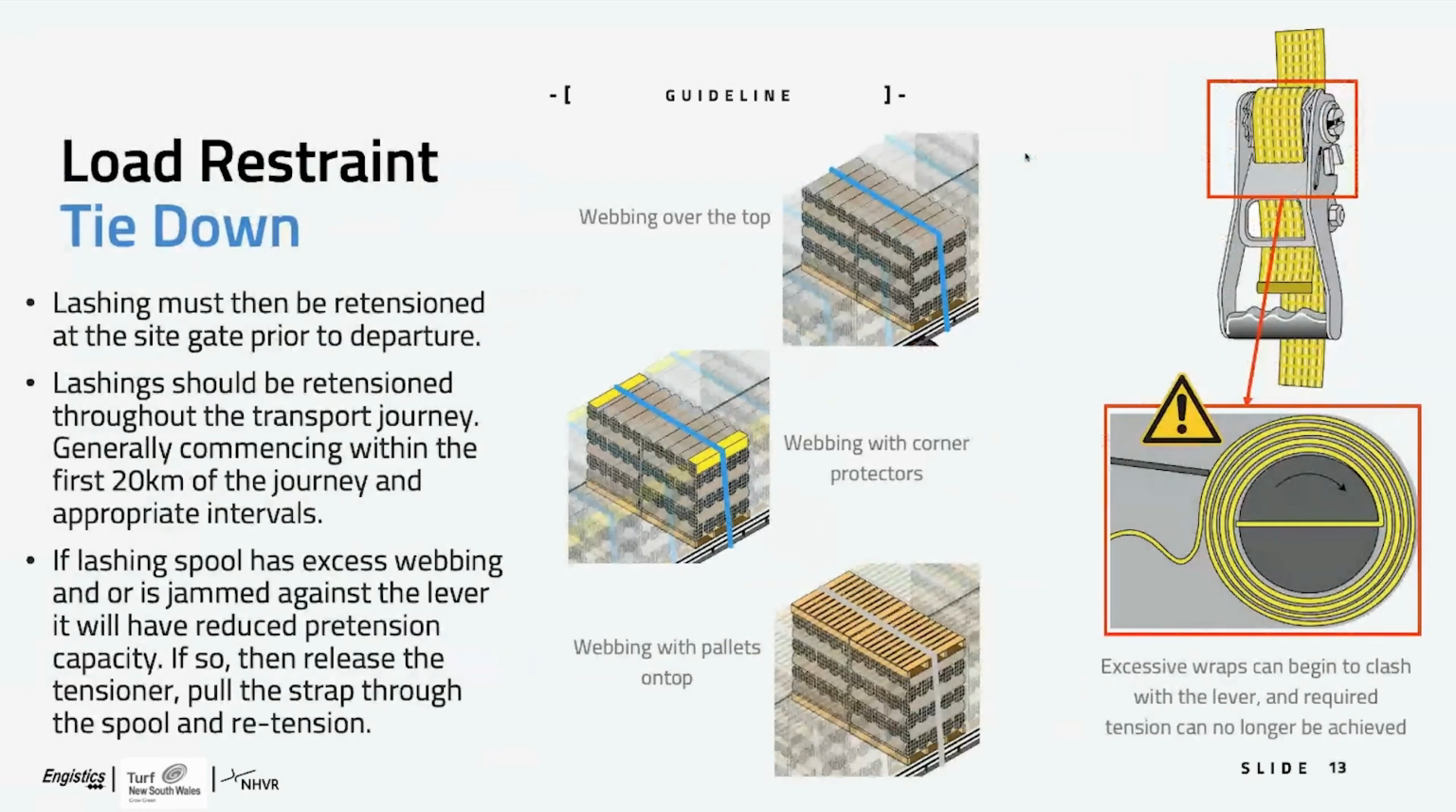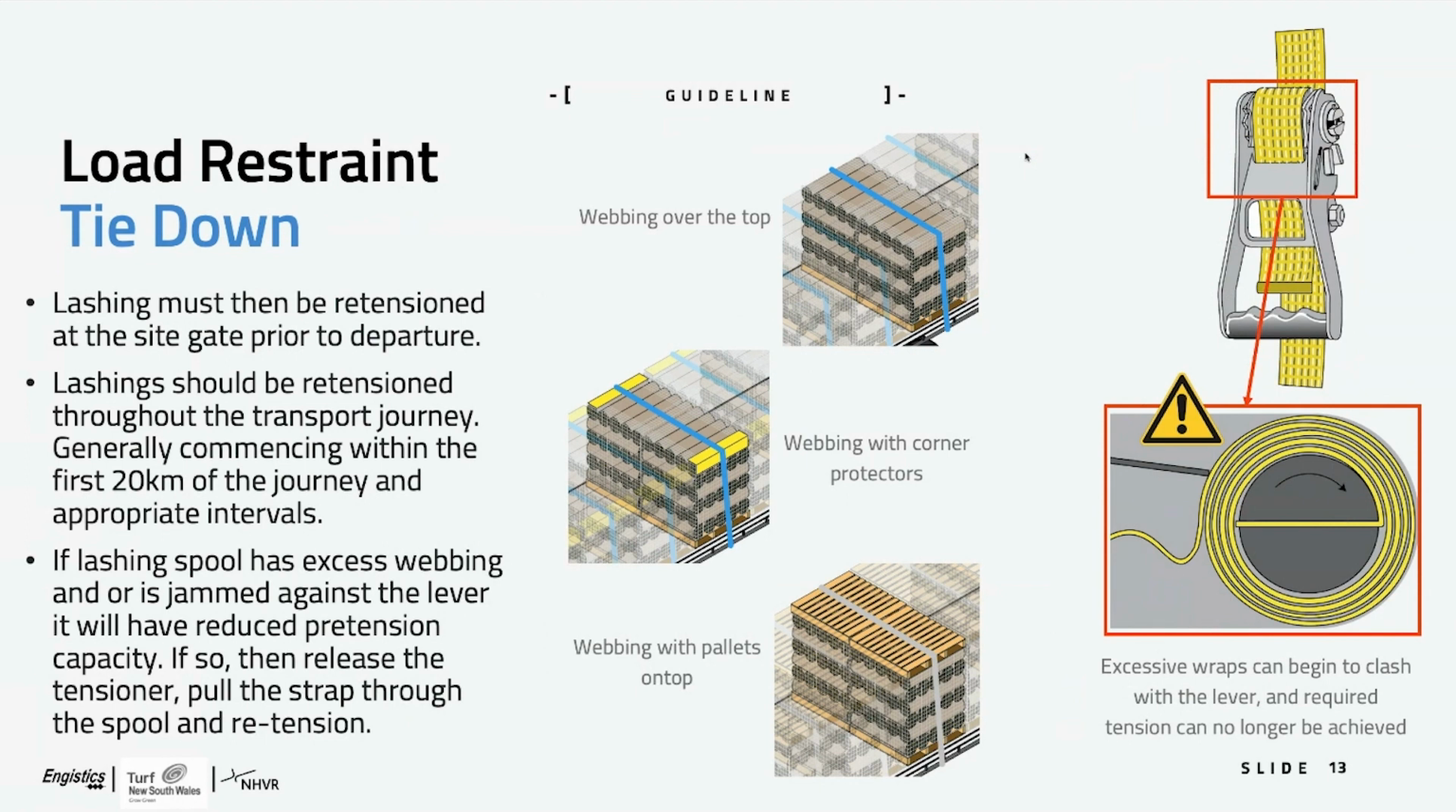Moving on to the tie down, the individual tie down of the rows. The lashing must be retensioned prior to leaving site. This is critical, as with the turf, as you tighten down the strap, it will compress and then it will continue to settle and let some tension off. So you need to retension that strap prior to leaving site, because it will lose tension based on the turf and the way it shuffles and moves about while you're driving. And then it should be retensioned within 20 kilometers of the journey or at appropriate intervals.